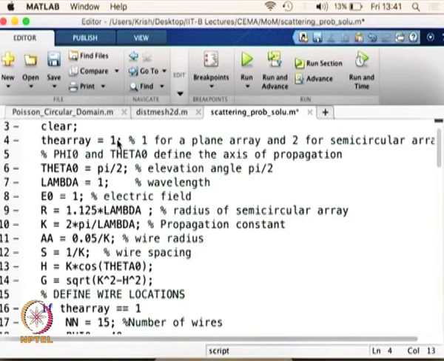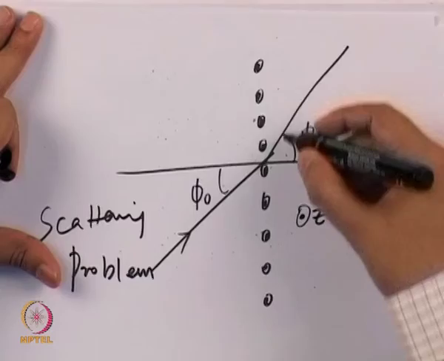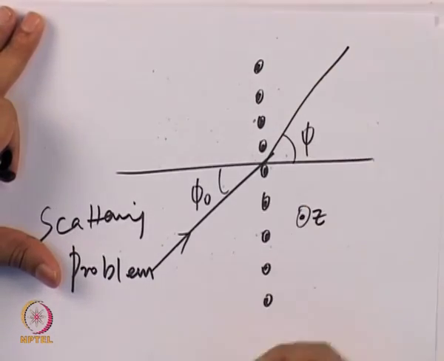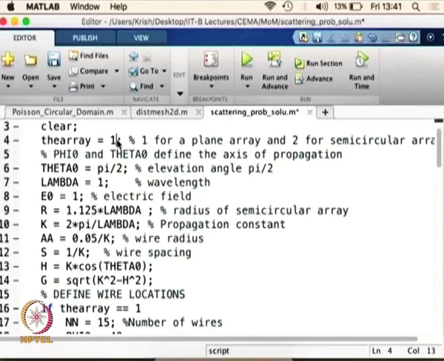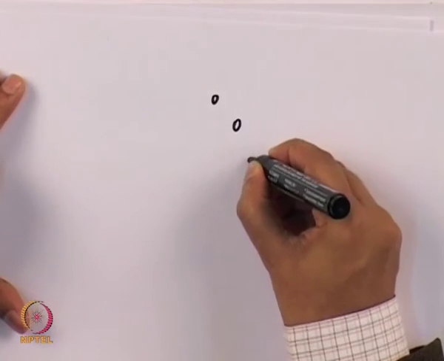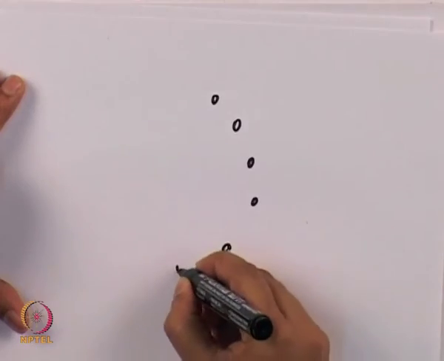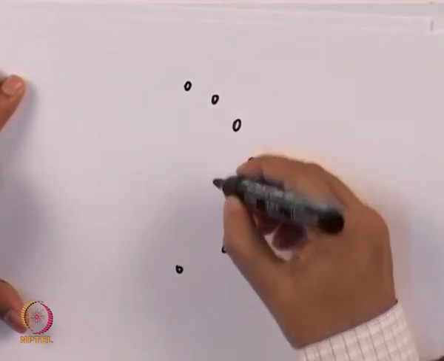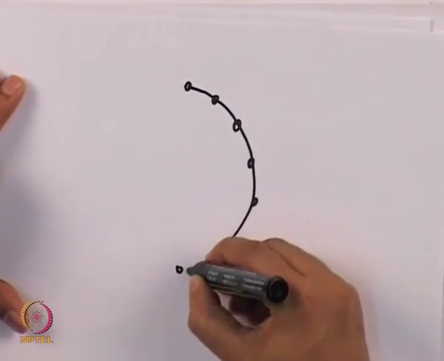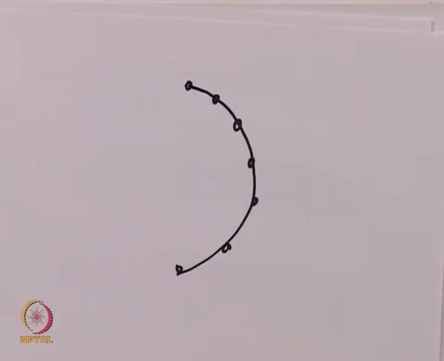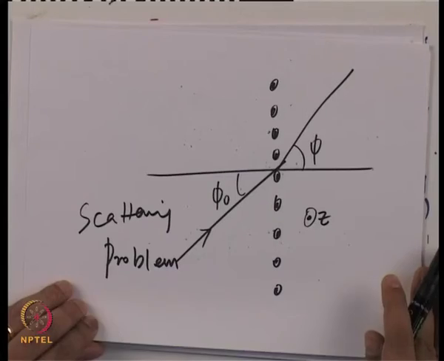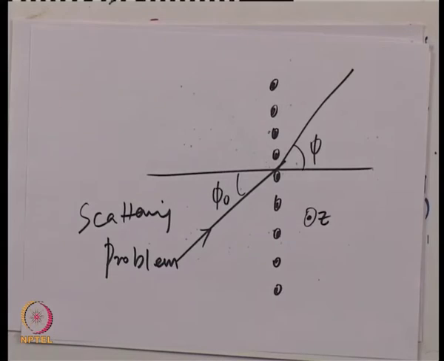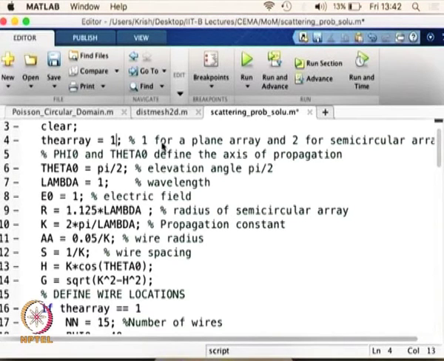What I mean by linear array is the antennas, the wires, are sitting along a line as I have shown in the slide here. So what you see here is they are linear, but you can also think of another geometry where the wires are in a semicircular manner, in this manner. We can do simulations for both, but for the moment we will start with the problem where we are talking about a linear array.